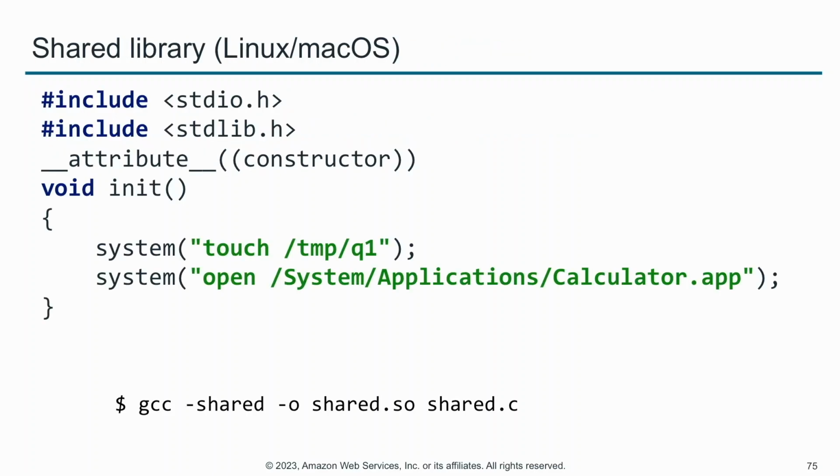We can write this. This is on Linux. We can create an init part of the shared library and put whatever. So what I'm doing here is I put the calculator app, and I open the calculator app, and I compile the shared library, create an SO file, and then I will be able to execute my code.